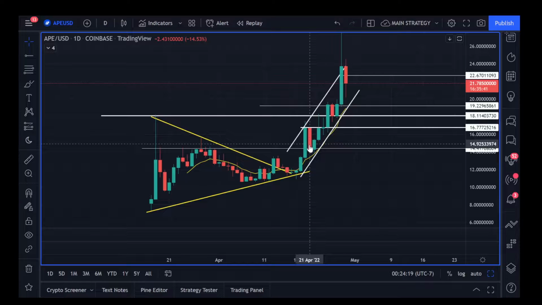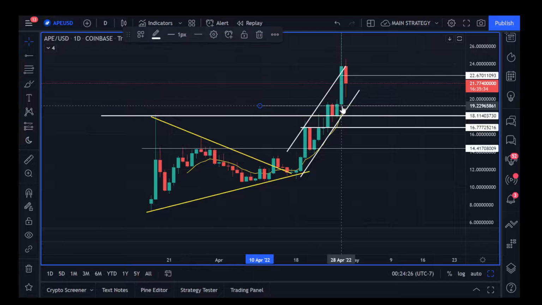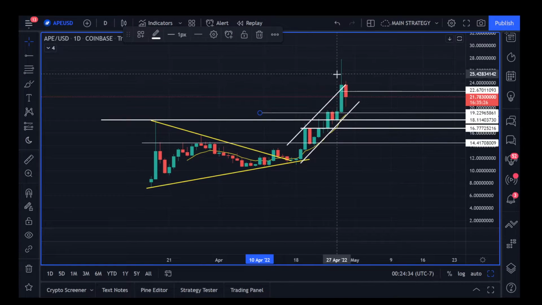Had a bit of a pullback on the 21st, and as you can see, we started pushing higher in this channel. And then, of course, yesterday being the 28th of April, today being the 29th, in the early morning of the 29th, we had this rip out of this channel and just went completely mad ape bananas is what I kind of call it. So didn't quite make it to 30, but pretty close, 27.60s. And then we had a pretty considerable pullback.